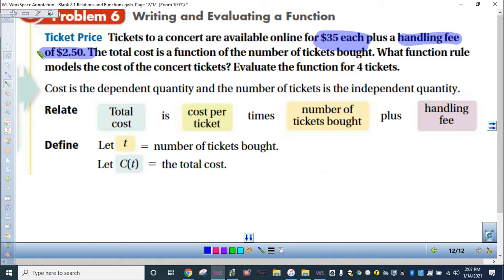We want to know the total cost as a function of tickets bought. So C of T means cost of tickets. What function rule models the cost of tickets? Then we're just going to plug in 4. I'll give you a sec to write that down. If you think you can write the equation, write the equation, because it's good practice for tomorrow when you take your quiz.